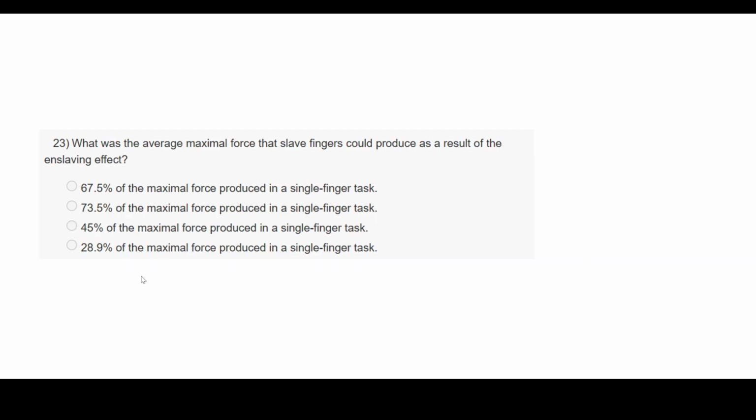What was the average maximal force that fingers could produce as a result of enslaving effect? 67.5% of maximal force, 73.5, 45%, or 28.9%. This pertains to the image that they had where they jotted down all the forces, and the answer is 67.5%.